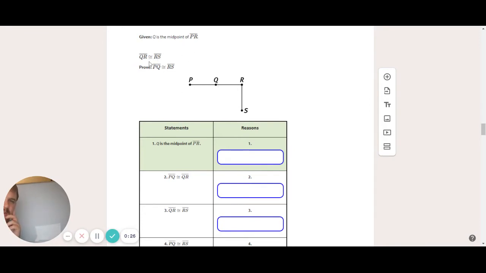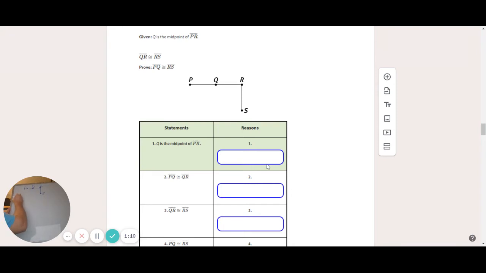They tell us that QR, look at this right here, QR right here is congruent to RS. QR right here is congruent to RS right here. And so how can we use that to prove that PQ equals RS? Okay, so I'll probably have this drawn while we do it. So it's PQRS. They tell me that Q is the midpoint, and they tell me that QR equals RS.